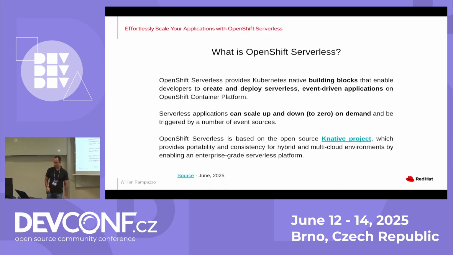Okay, so what is OpenShift Serverless? OpenShift Serverless is a Kubernetes-native building block to create and deploy serverless and event-driven applications effortlessly. It can automatically scale your application up and down on demand. You don't need to take any manual action on it. It's all based on the Knative project. So if you want to install it on Kubernetes, you can use the Knative project.